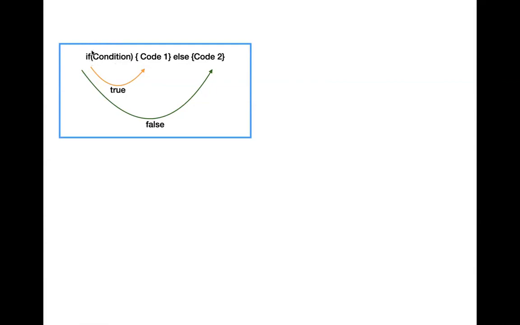For the if statement, we write the if keyword, and then we open brackets. We write the condition inside the brackets. If the condition is true, this code will work. This code will be executed. Otherwise, if it is false, we will execute the second part. This is the syntax of if-else statements.